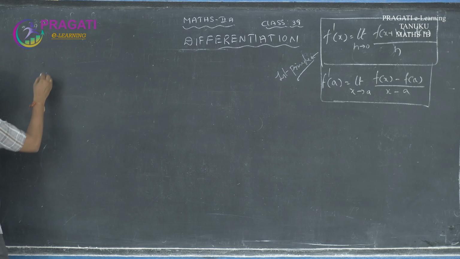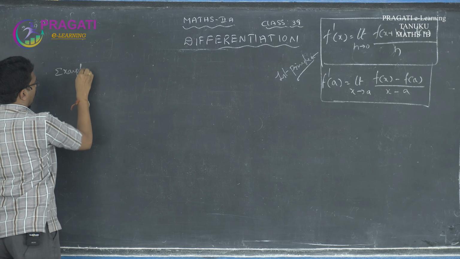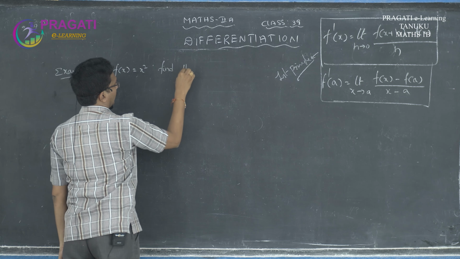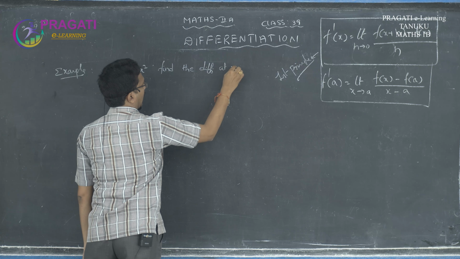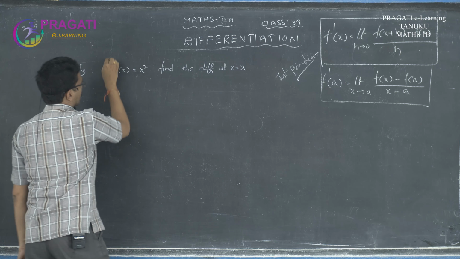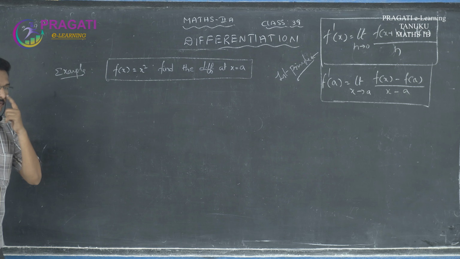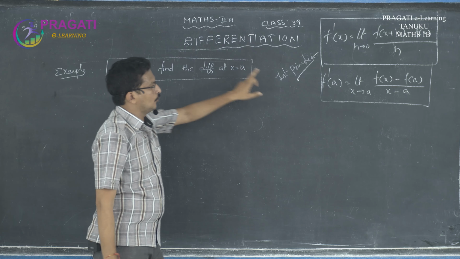You can understand easily with one example here. Let f of x is equal to x square. Find the differentiability at x is equal to a. Here the question is f of x is equal to x square. Find the differentiability at x is equal to a. Here at a single point a, we use the formula.